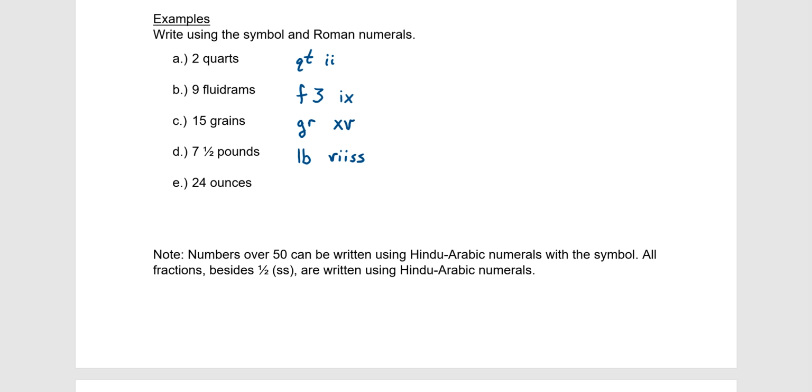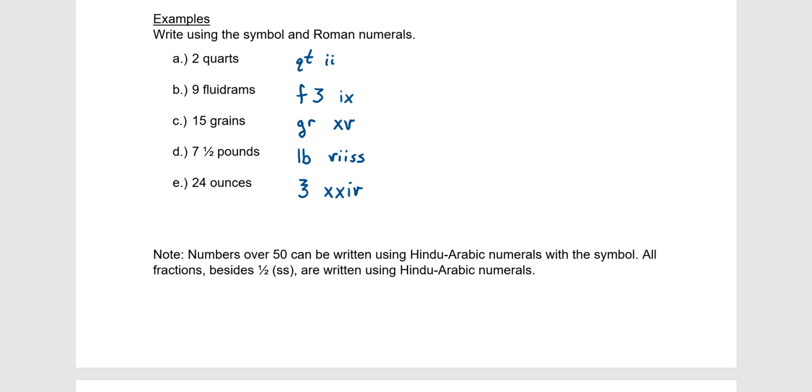Okay, and then for the last one, for 24 ounces. The ounce symbol is essentially the dram symbol with a couple other slashes on top of it. And then we have to write 24 in Roman numerals. So first it's good to get to 20. So 20 would be X, and then adding 4 would be IV. Okay.